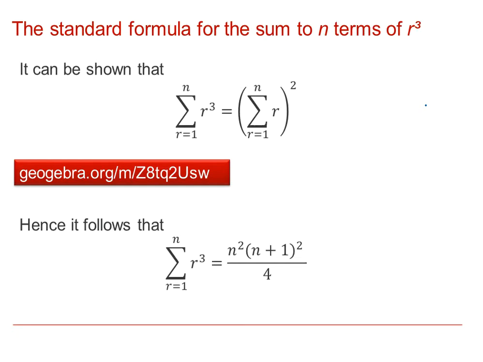There's also a standard formula for the sum of n terms for r cubed. It can be shown that the sum of r cubed terms from r equals 1 to n is actually the square of the sum of r terms starting at r equals 1 up to n. And there's a GeoGebra link there if you want to investigate that further. Hence, it follows that the sum of r cubed from r equals 1 to n must therefore be n squared, n plus 1 squared over 4. So that's our sigma r formula squared.